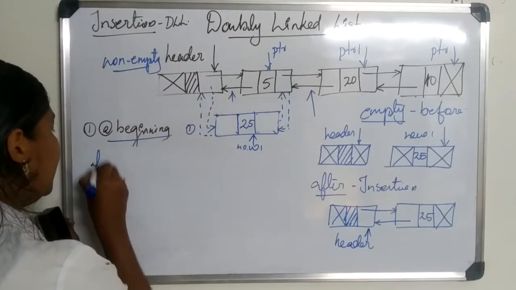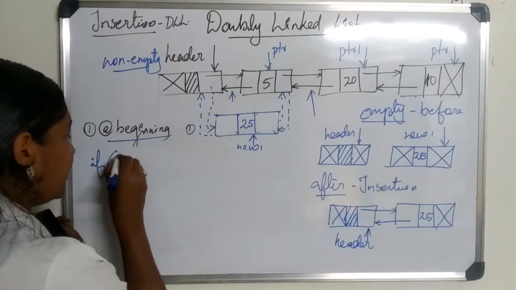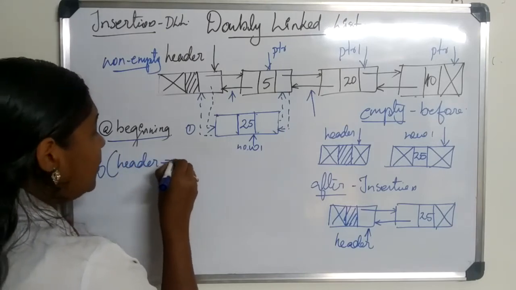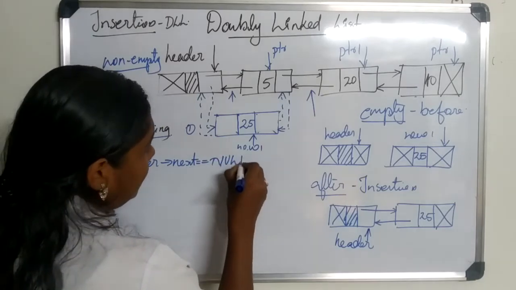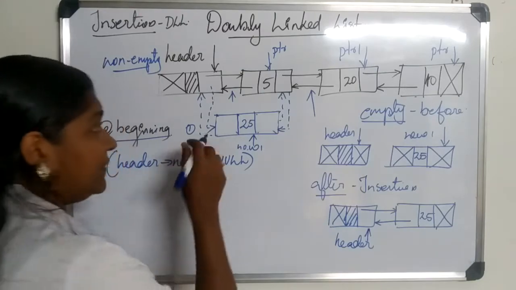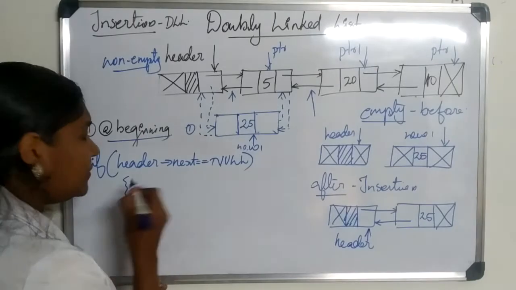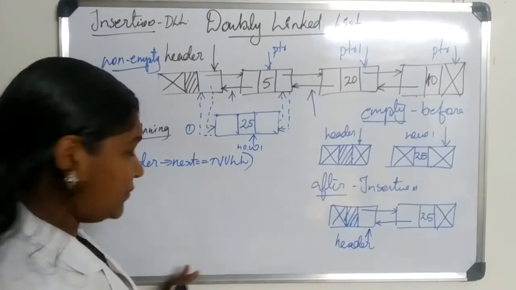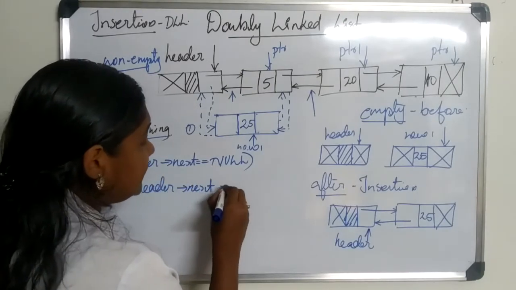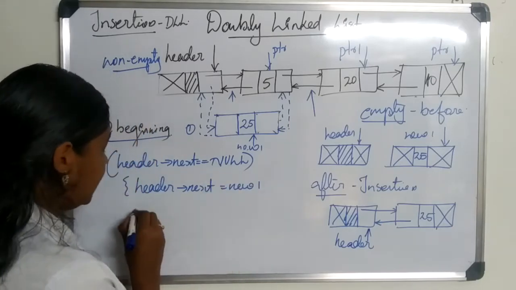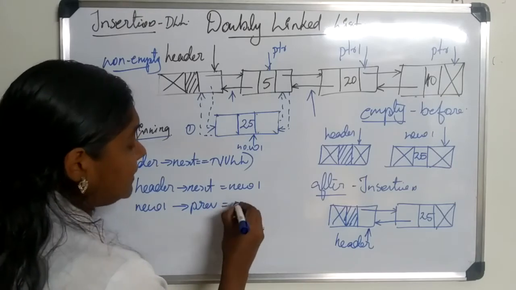So first we will be checking if our linked list is empty or not. So if header dot next is equal to null, then what are we supposed to do? We need to manage the links between the new node and the header node. So write the code. You can write the code yourself. Okay. So header dot next is equal to new one. Then new one dot previous is equal to header.